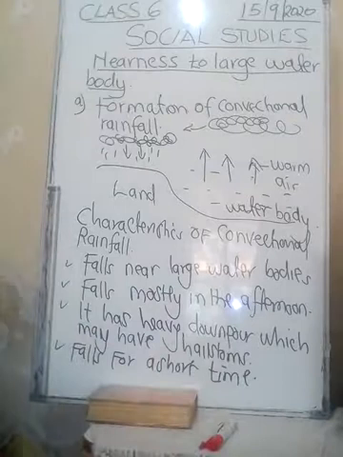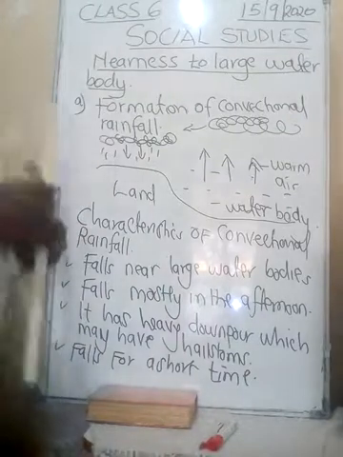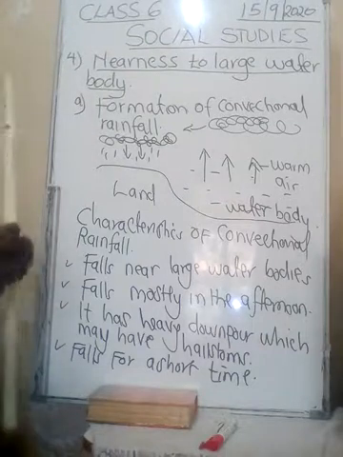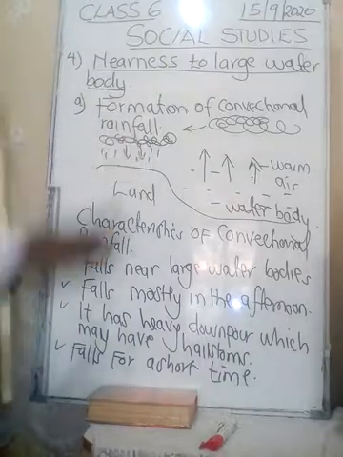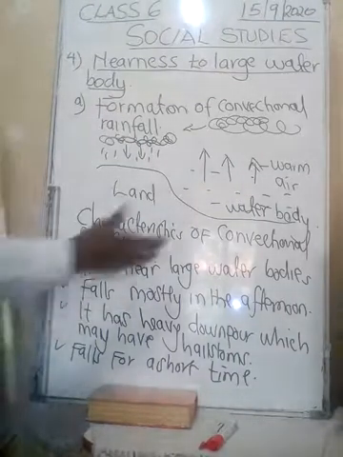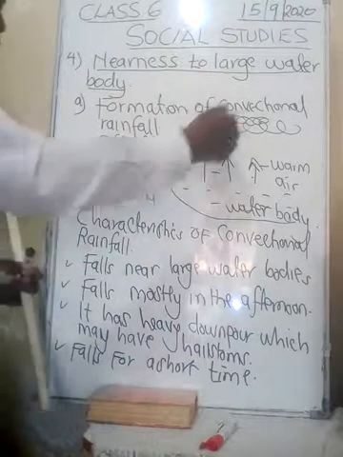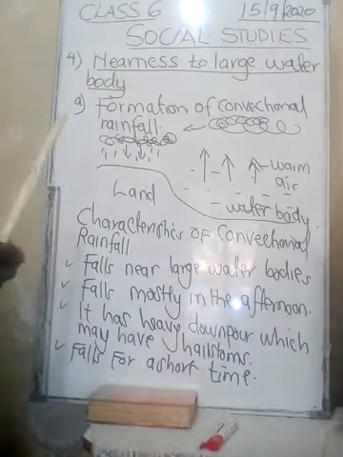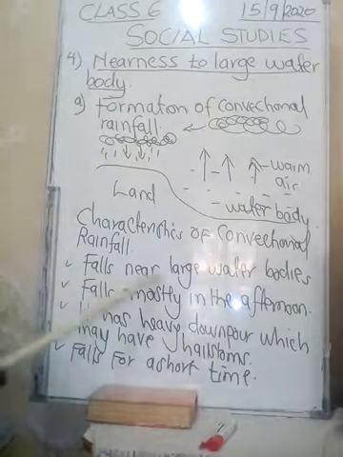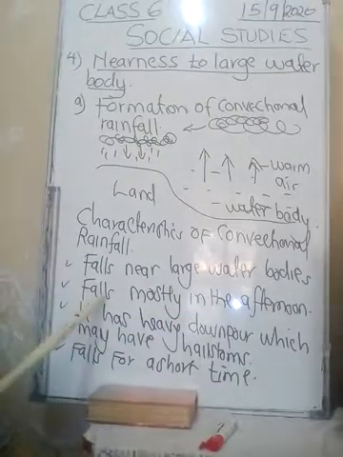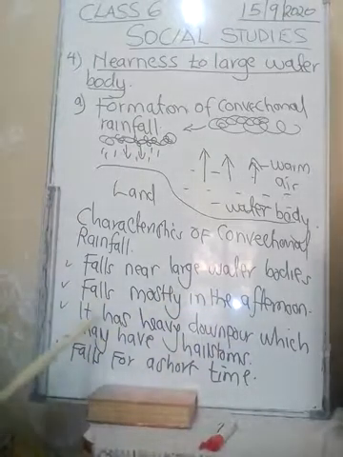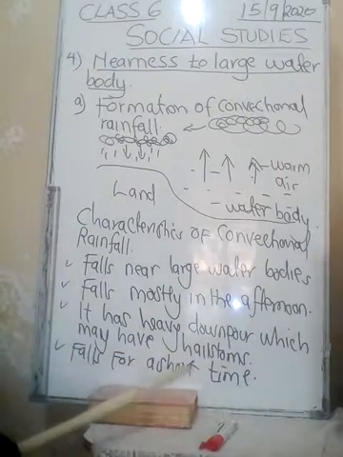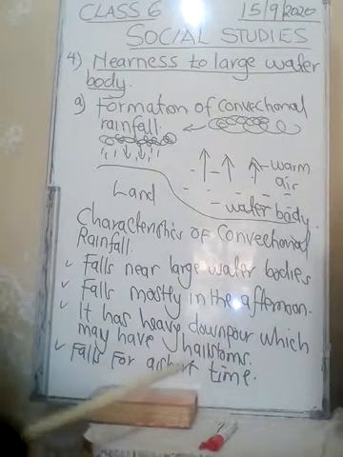So this is what we are calling, under nearness to large water bodies, we are dealing with the formation of convectional rainfall. So this is how that rainfall is formed. Once it has been formed, the moisture goes up. After going up, it forms clouds. Then they come out as a downpour. And we have said characteristic number one, it falls near large water bodies, falls mostly in the afternoons, it has heavy downpour which may have hailstorms, then falls for a short time. It only falls for a short time.